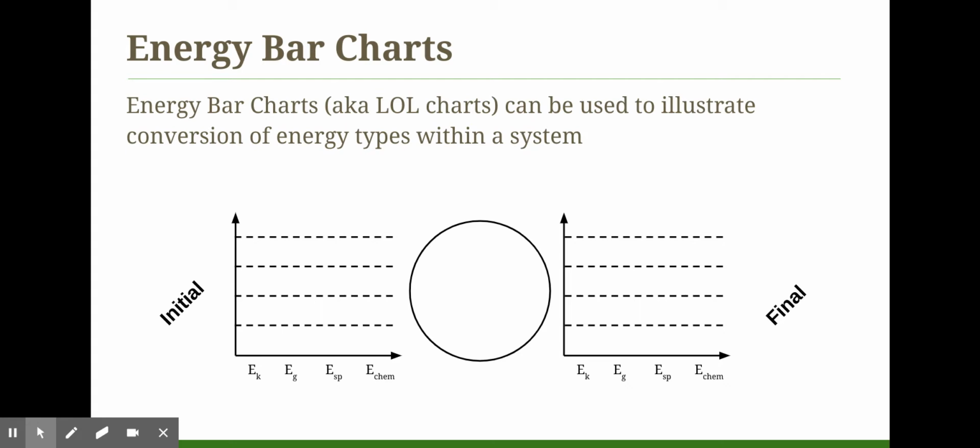What we will now start doing are energy bar charts. This is just like what you saw in the energy skate park activity. We're just going to be drawing our own instead of having the computer make them for us. Energy bar charts are also called LOL charts or LOL diagrams because the two bars with the circle in the middle make it look like an LOL.